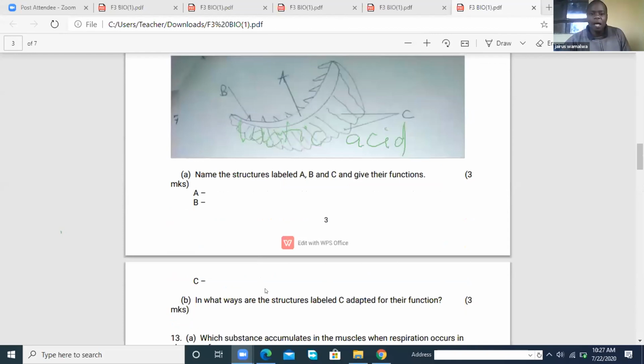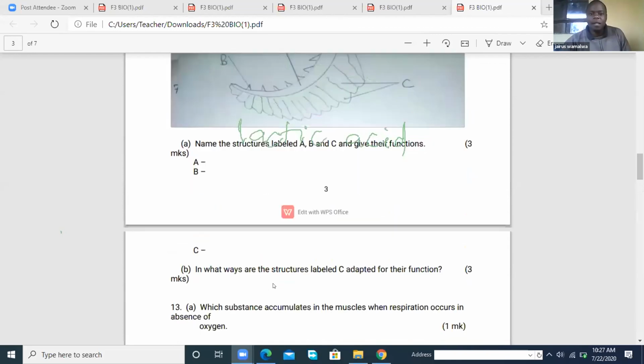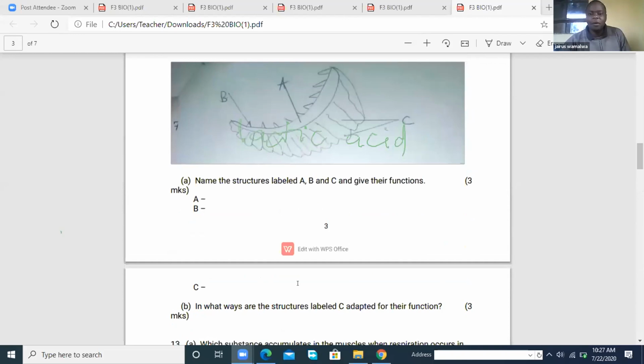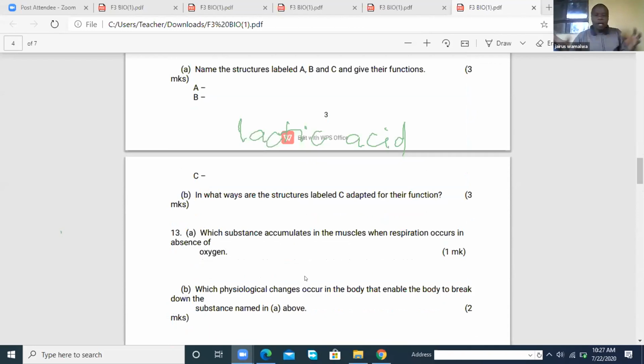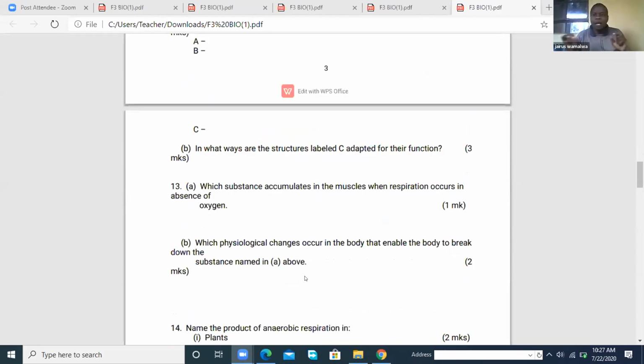Assuming lactic acid has been formed already in the body, which physiological changes are going to occur to make sure that this lactic acid is suppressed, is removed? But of course, it's not removed from the body, but it's suppressed. Which ones? Any other person? There will be a faster heartbeat rate. Right, increased rate of heartbeats, right?